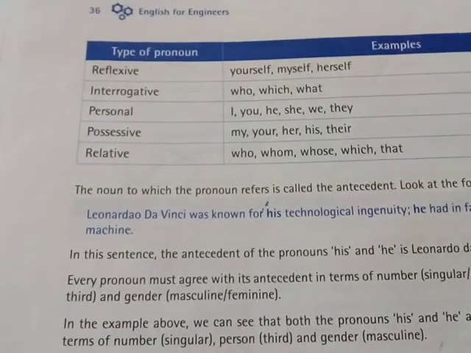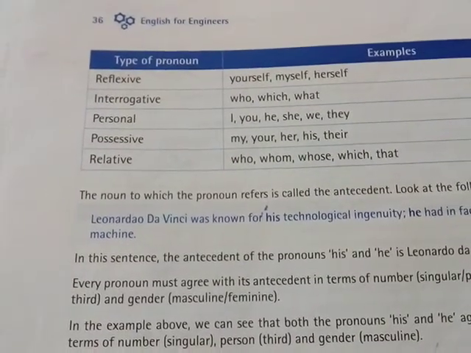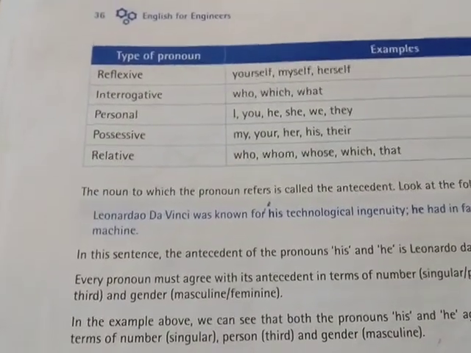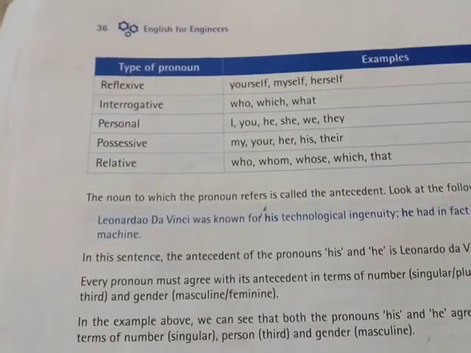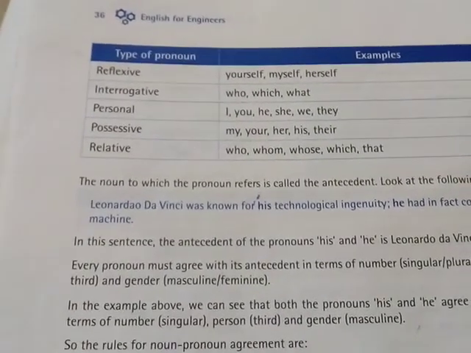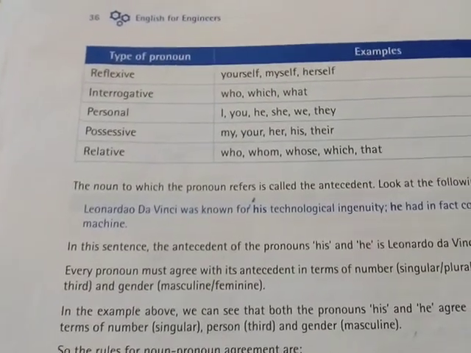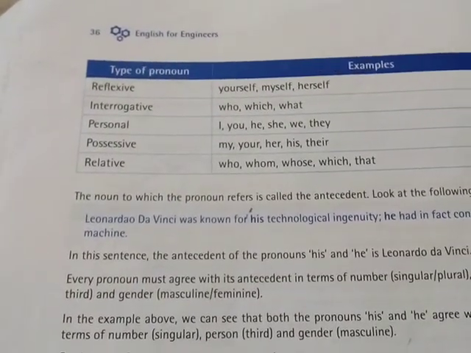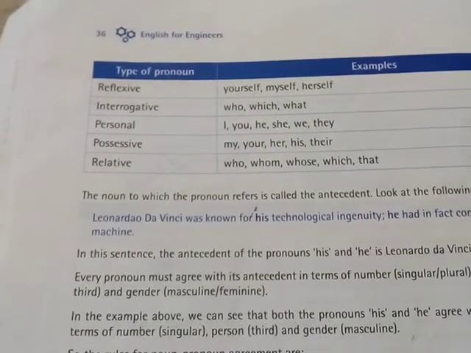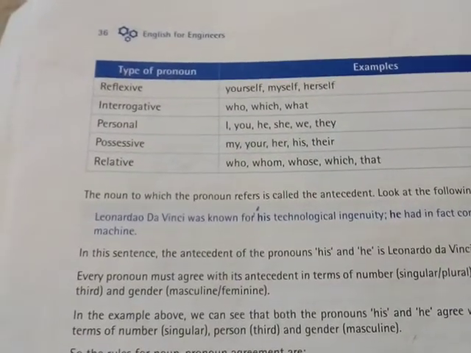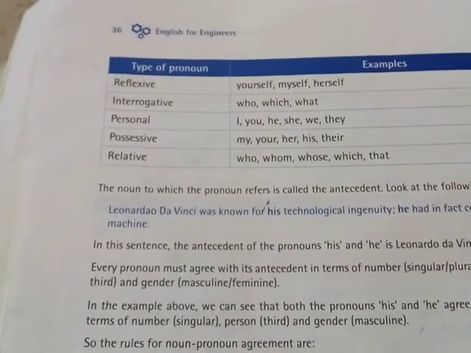Personal pronouns we have. For example, I, you, he, she, we, they. For example, he goes to college every day. These are called personal pronouns. Possessive pronouns: my, your, her, his, their. For example, this is my pen. That is your computer.